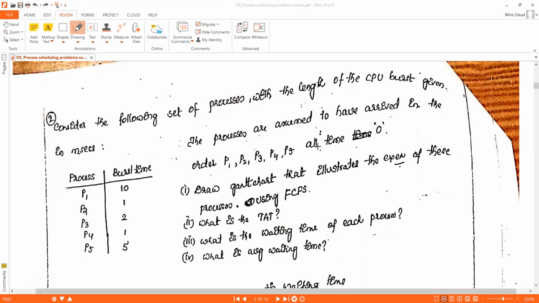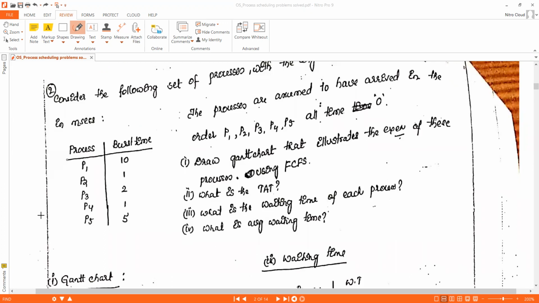We need to assume that all these processes arrived at clock time 0, and the order of arrival is process 1, process 2, process 3, process 4, process 5. Draw the Gantt chart that illustrates the execution of these processes using first come first serve scheduling. What is the turnaround time? What is the waiting time of each process? And what is the average waiting time and average turnaround time? We need to find it here.